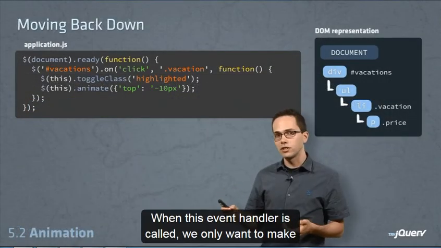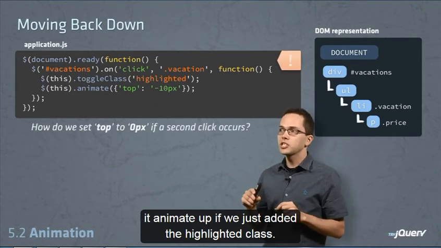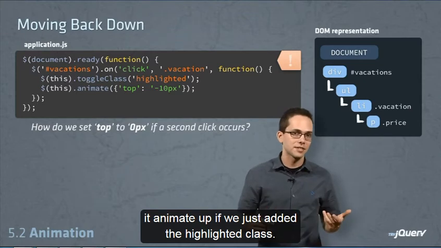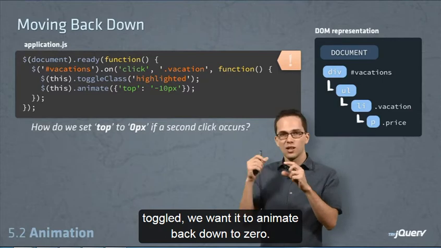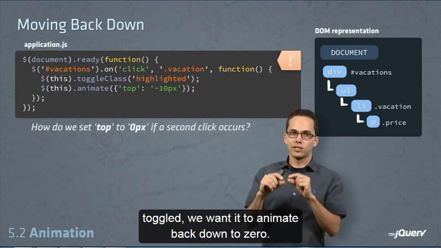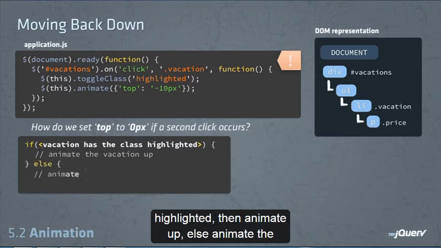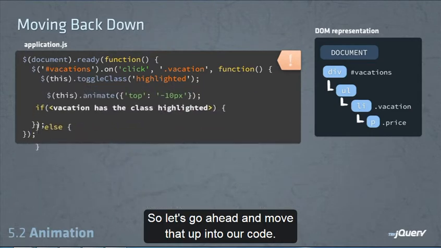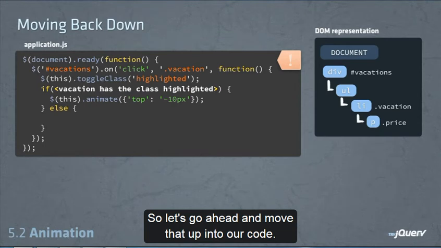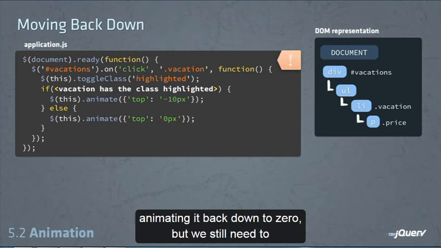When this event handler is called, we only want to make it animate up if we just added the highlighted class. However, if we just removed the highlighted class when we toggled, we want it to animate back down to 0. So we have an if statement here. If vacation class highlighted, then animate up, else animate the vacation back down. So let's go ahead and move that up into our code and have the second animate line there where we're animating it back down to 0.